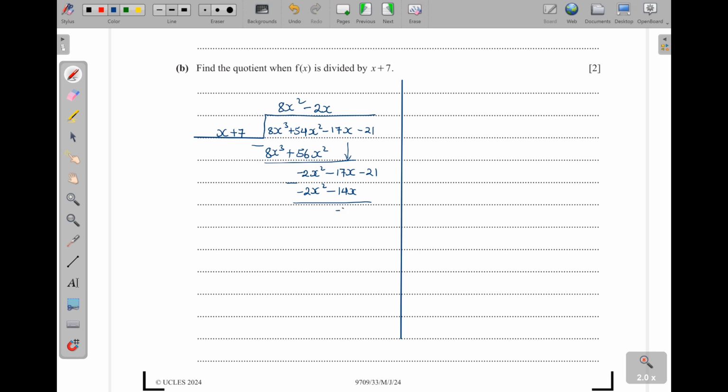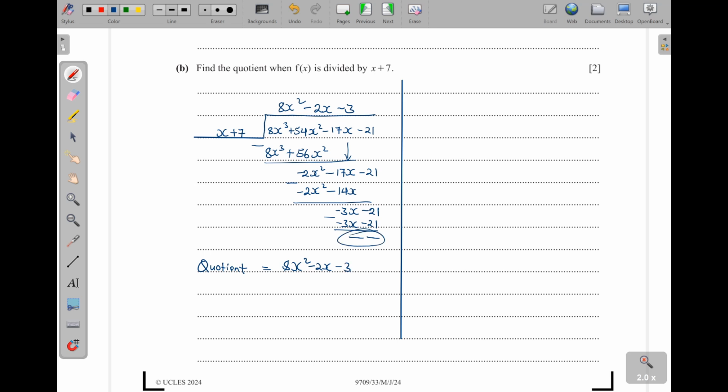So we shall have here negative 3x, then now minus 21. So negative 3x divided by x, we shall get negative 3. So I'll write here negative 3. Then the whole of this times the negative 3, we shall get negative 3x, and then minus 21. When we subtract, we get a 0. So what remains here is actually the quotient. So we shall say that the quotient is equal to 8x squared minus 2x minus 3.